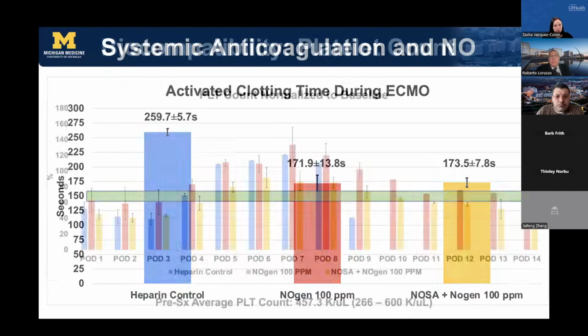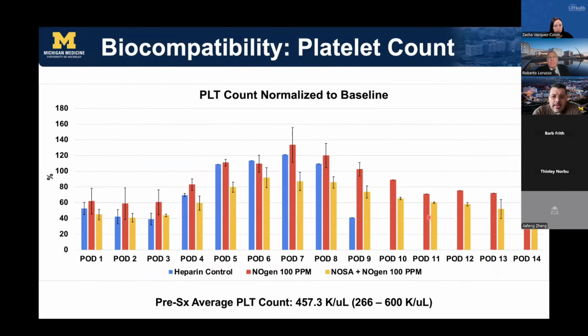and the same thing with the NO-releasing material with the Nogen. Looking more in detail at platelet count, this is normalized to baseline, and I want to remind some of the people here, sheep have a lot of platelets, and they vary a lot between animals. So that's why we needed to present the data as normalized data. But the range is between 260 to 600,000 platelets per microliter. As expected, on day 1, there is a platelet consumption, and we maintain and recover the platelets actually quite quick in the nitric oxide groups.